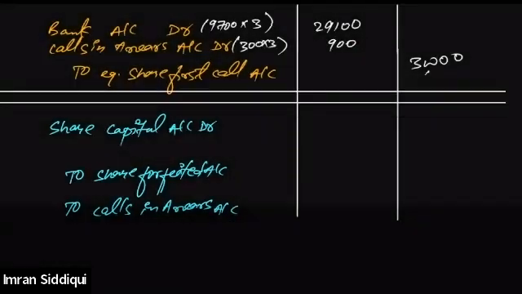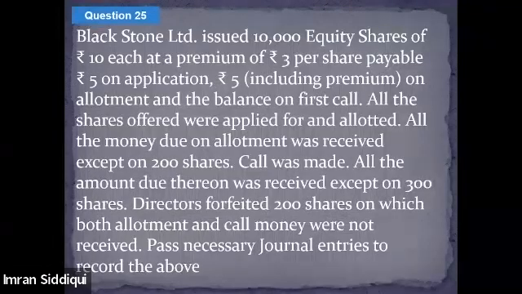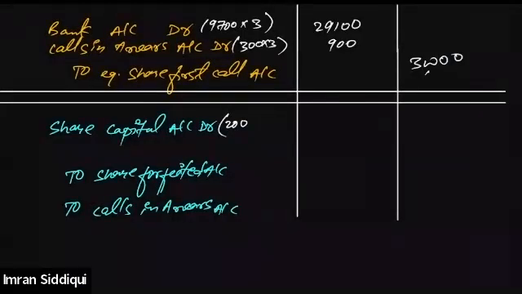Now tell me, how many shares has the company decided to forfeit? The company decided to forfeit 200 shares. Is that right? That is what the question is telling us. The company has decided to forfeit those 200 shares upon which allotment and call money is still due. That means what will be the called up value for the 200 shares? Tell me what will be the called up value?